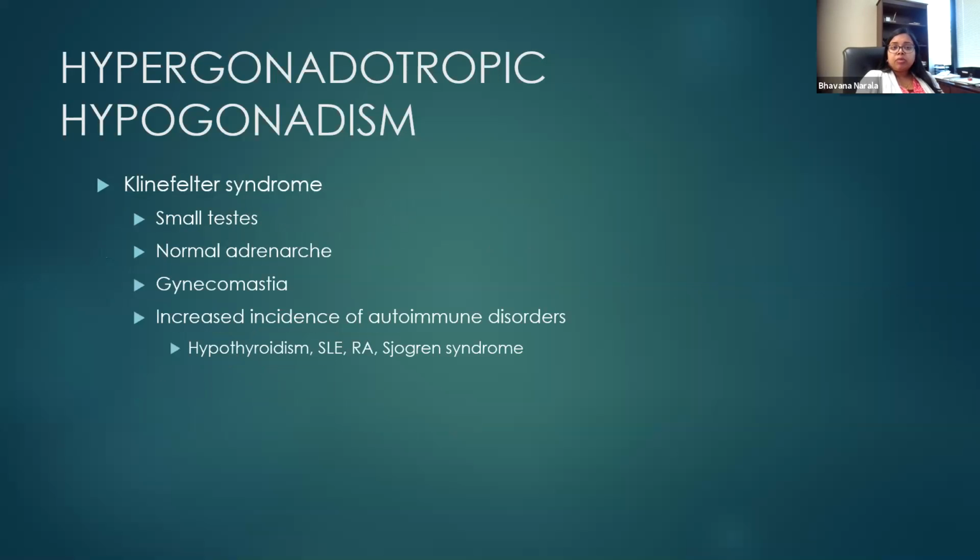So Klinefelter syndrome, we do see this somewhat, I would say every couple of months. These are the kids who are presenting for maybe delayed puberty or gynecomastia. They have small testes, normal adrenarche, but when you look at their testosterone levels, they are low to just on the low normal range, and then completely elevated FSH and LH. These kids also have an increased incidence of autoimmune disorders such as SLE, rheumatoid arthritis, and hypothyroidism, so something to keep in mind.